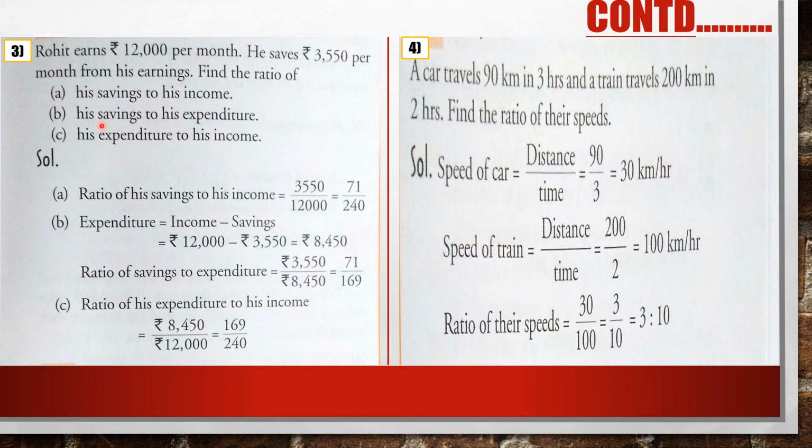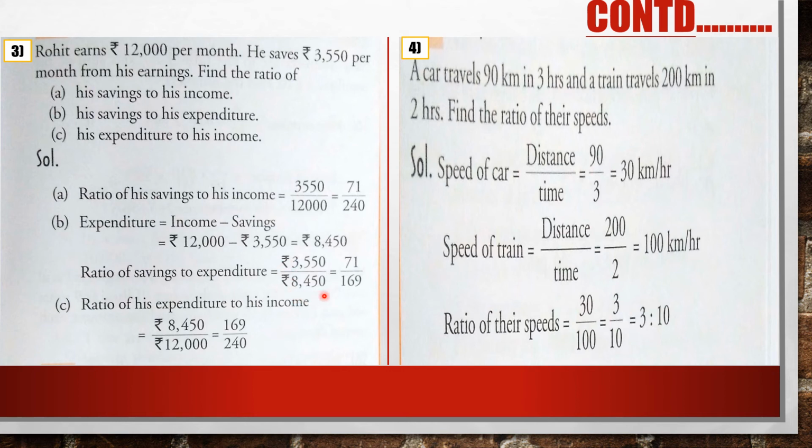Question B. Find the ratio of his saving to his expenditure. Expenditure means money spent. Money spent by Rohit. Formula to find the expenditure is income minus saving. So expenditure of Rohit is equal to 12,000 rupees minus 3,550 rupees. We get 8,450 rupees. So the ratio of saving to expenditure is equal to 3,550 rupees divided by 8,450 rupees.